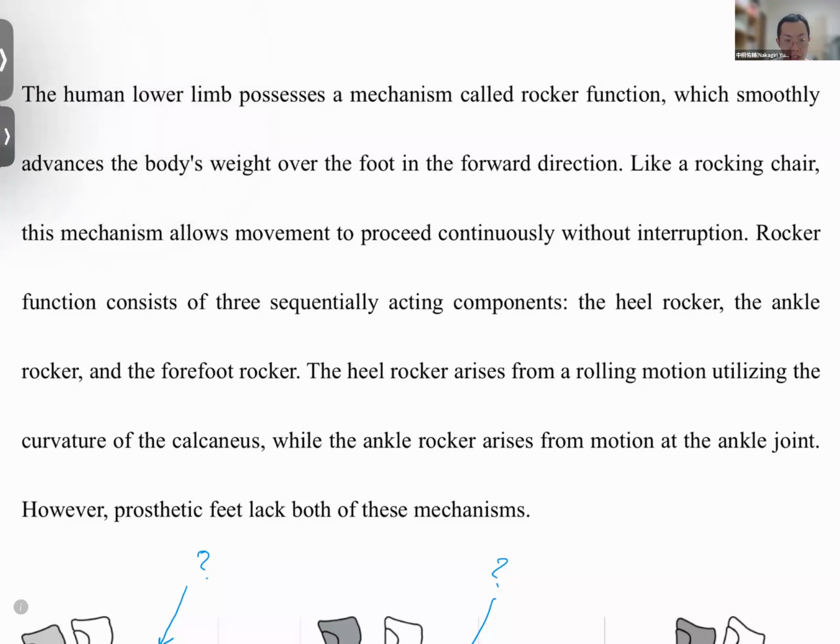Like a rocking chair. This mechanism allows movement to proceed continuously without interruption.